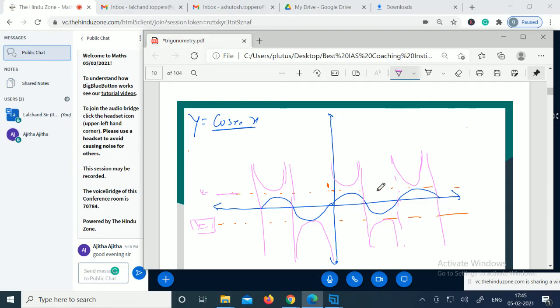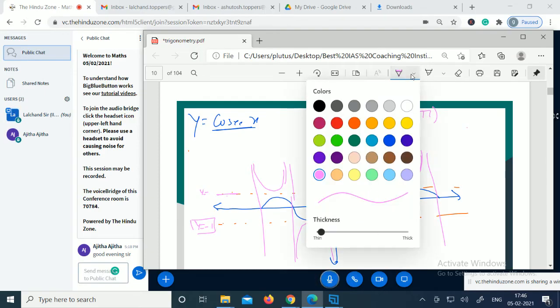Yes, sir. Okay, so what is the domain? x belongs to R minus, where is the problem? n pi, because this is 0, this is pi, this is 2 pi. So the problem is here because it is not defined. So R minus n pi.